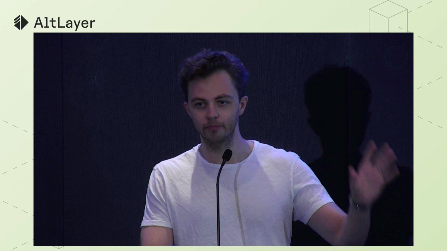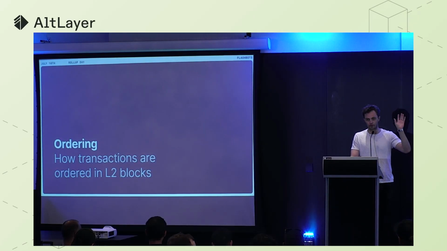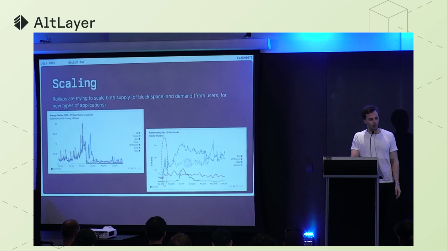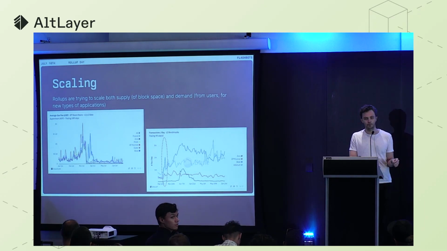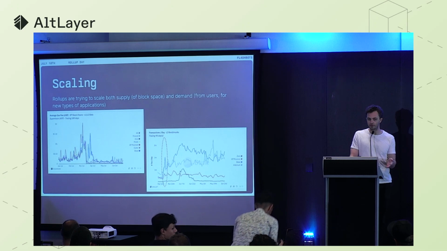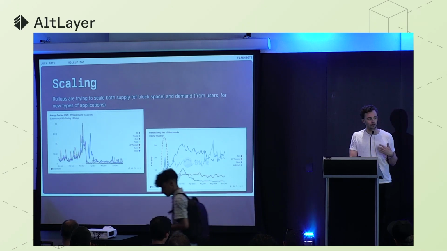So we'll start with ordering, how transactions are ordered in L2 blocks. How should you think about this as a rollup and as a sequencer? The backdrop to this is that rollups are trying to scale right now. So these two graphs show how rollups are trying to scale, and successfully so, both supply of their block space and demand from users and new types of applications. This is pulled from "It's Time to Talk About L2 MEV," a recent blog post from Danning on the Flashbots team, which is phenomenal. Look at these two graphs if you're interested in seeing them more.